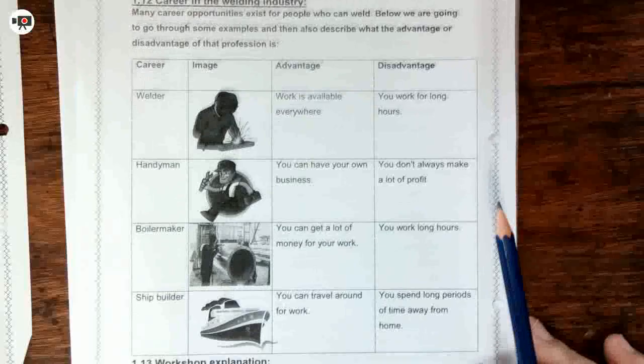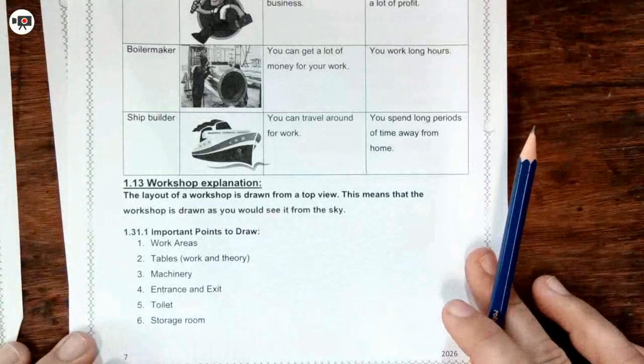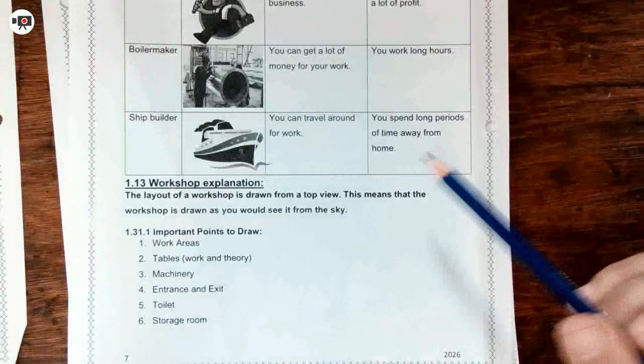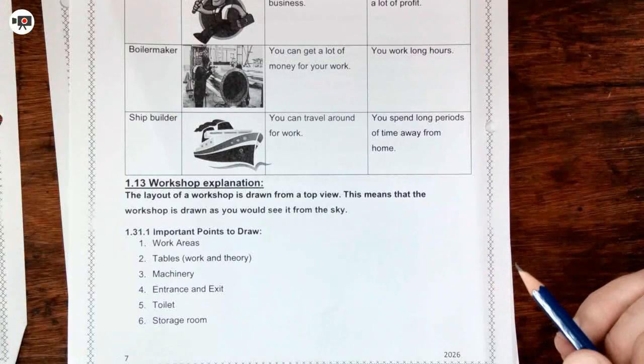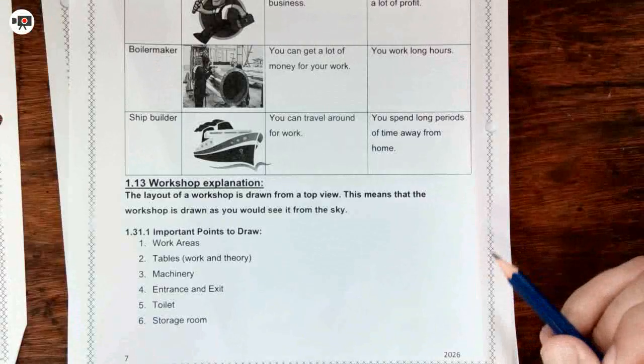And then we get to 1.13, where I earlier explained to you the workshop layout or the explanation. The layout of a workshop is drawn from a top view. This means that the workshop is drawn as you would see it from the sky.